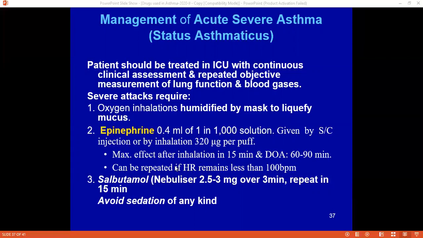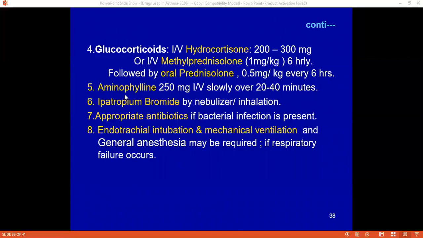We add glucocorticoids: intravenous hydrocortisone 200 to 300 milligram stat, or intravenous methylprednisolone 1 milligram per kg 6 hourly is started. It is followed by oral prednisolone when the patient is settled, 0.5 milligram per kg every 6 hours for at least 5 to 7 days. It is tapered after the 7 days if we have to use it for more than 7 days.